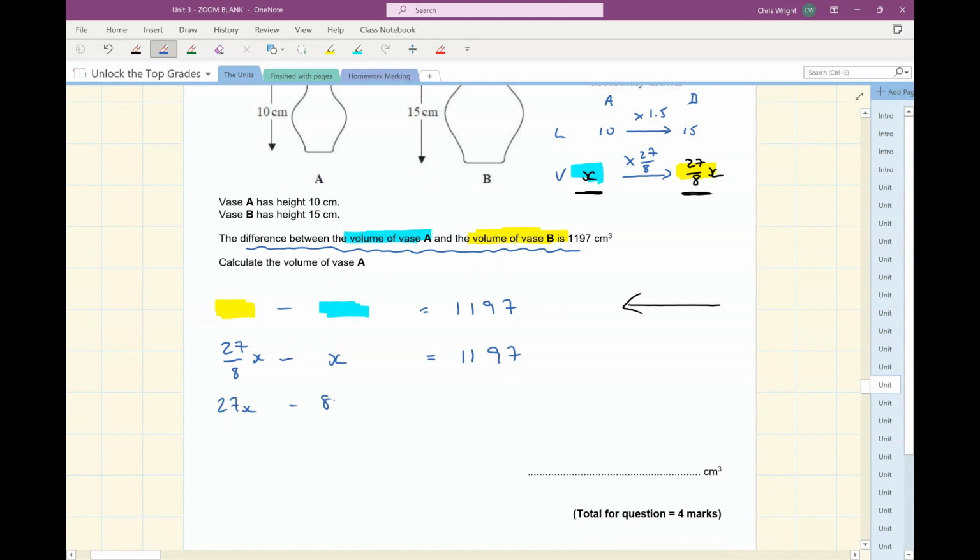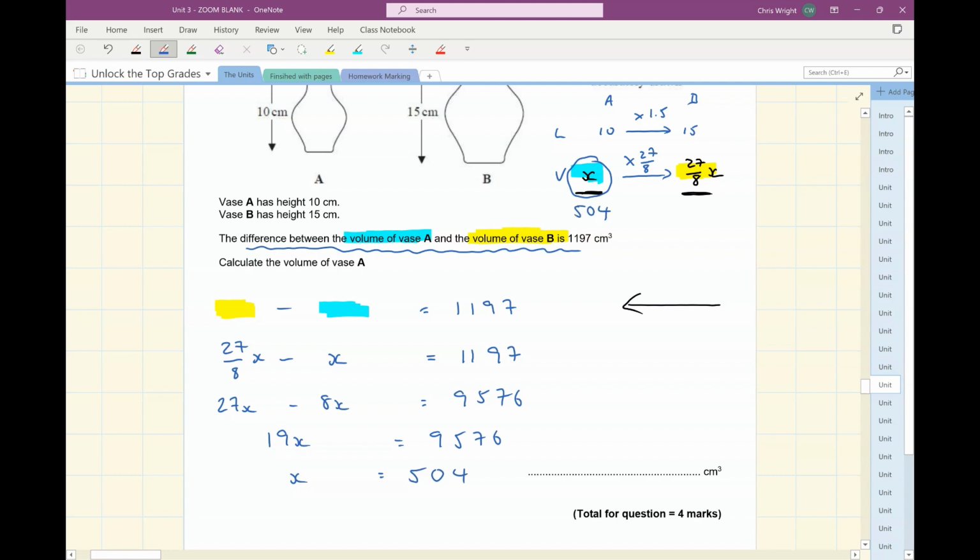27x minus 8x equals, remember to times the right hand side by 8 as well, 9576. So on the left hand side now, we've got 27x minus 8x, so that's 19x equals 9576. So x is 9576 divided by 19, 504. So the volume of A, look, that X is 504.